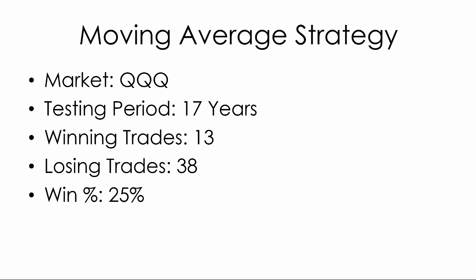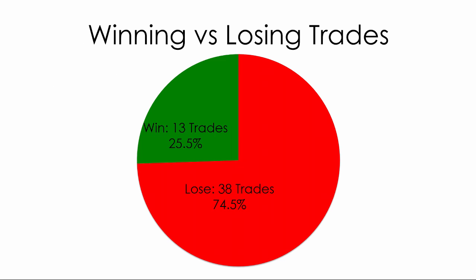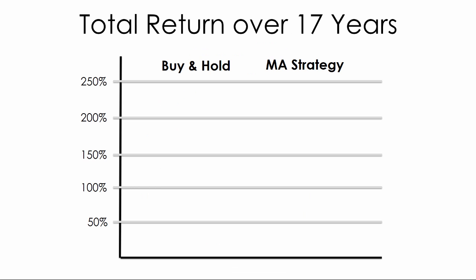Now, I'm sure you can envision what the pie graph looks like, but it's pretty dramatic, so I thought I'd put it on here. 13 wins, 38 losers. Boy, that red sure eats up the screen, doesn't it? Okay, so now let's take a look at the total returns over 17 years. So here's what I'm going to compare. Let's say you're an investor, you have a money manager who is managing your money. And he recommends you just buy and hold.